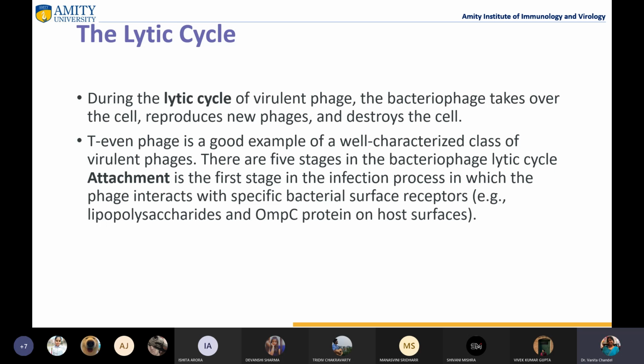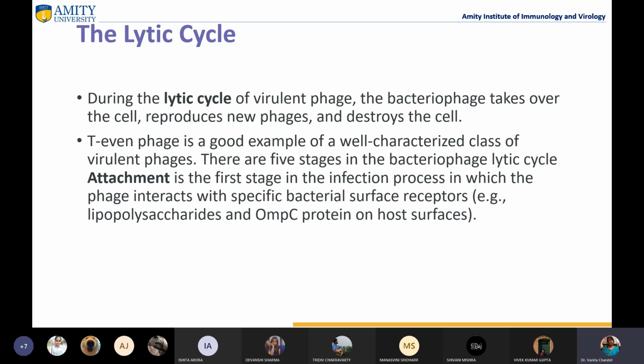So what happens during the lytic cycle of virulent phages? The bacteriophage takes over the cell, it reproduces new phages, and at the end it kills or destroys the cell. One example of this is a T-even phage. It's a good example of a well-characterized class of virulent phages. And there are 5 stages in the bacteriophage life cycle.